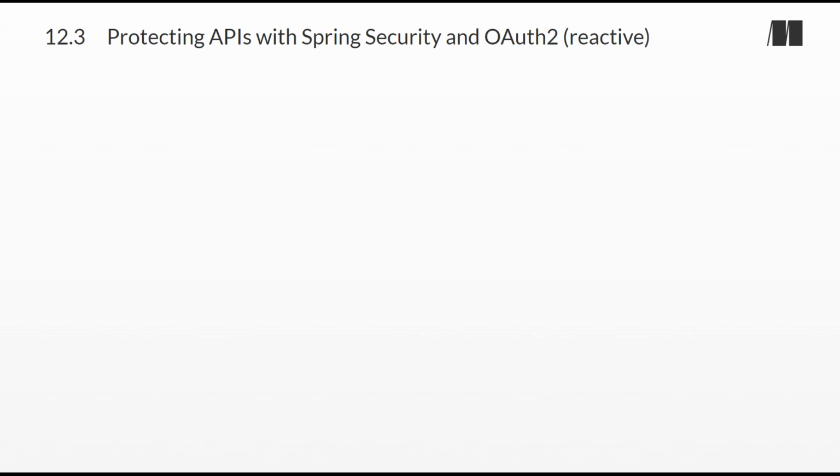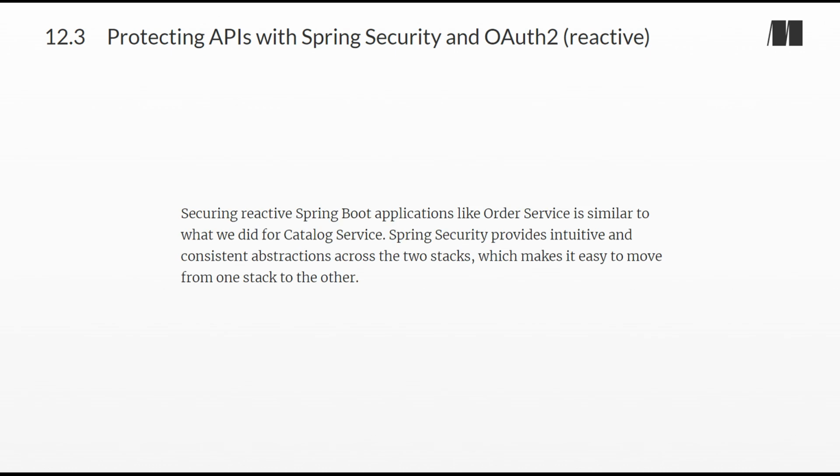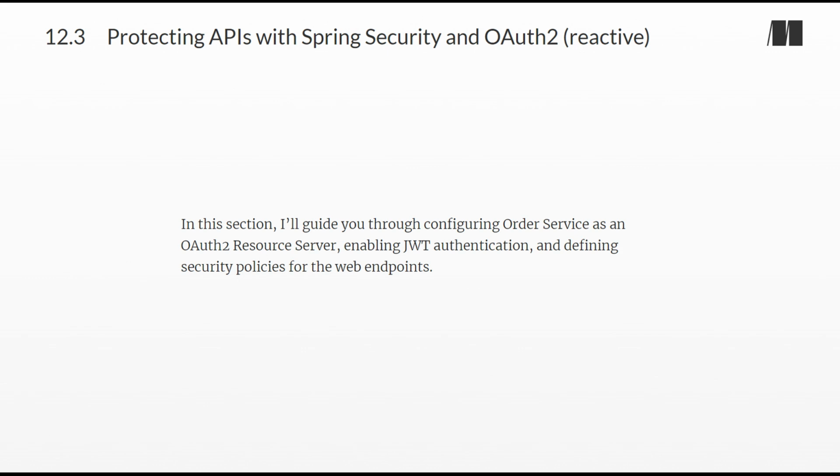Section 12.3, Protecting APIs with Spring Security and OAuth2, reactive. Securing reactive Spring Boot applications like Order Service is similar to what we did for Catalog Service. Spring Security provides intuitive and consistent abstractions across the two stacks, which makes it easy to move from one stack to the other. In this section, I'll guide you through configuring Order Service as an OAuth2 resource server, enabling JWT authentication, and defining security policies for the web endpoints.